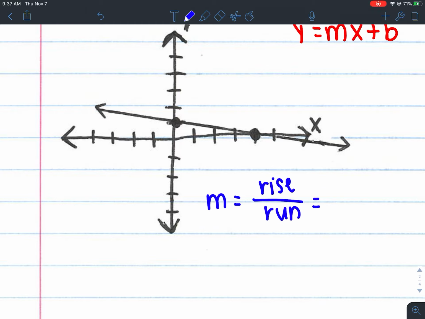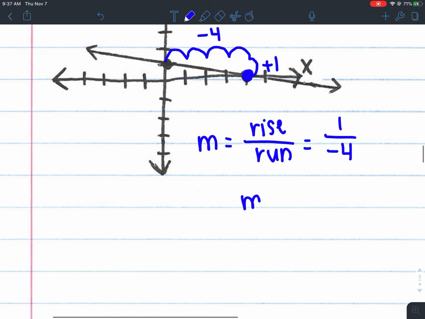So let's go ahead and pick a point to start at, and it doesn't matter where you start. I'm going to start right here. So let's go ahead and rise. To get to the next point, we would go up 1. That would mean that'd be +1 for my rise. And then to run, we would run to the left. 1, 2, 3, 4. We're running to the left, so that's -4. So my slope is -1/4.